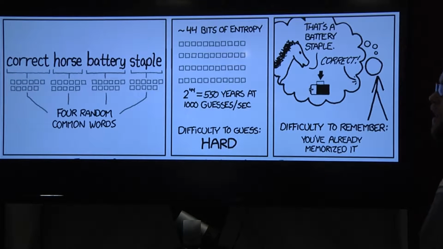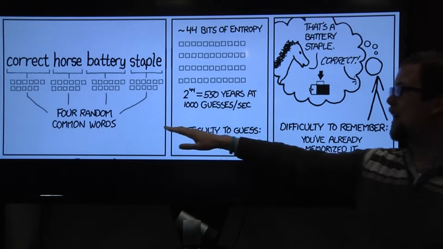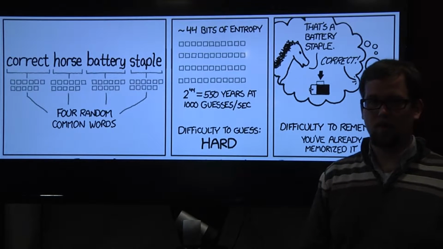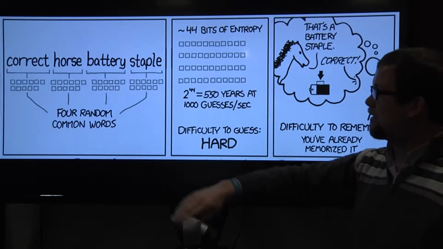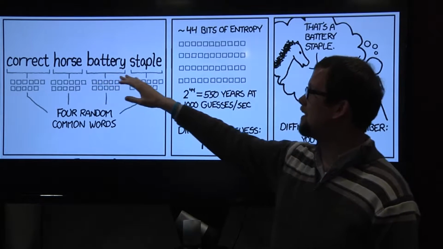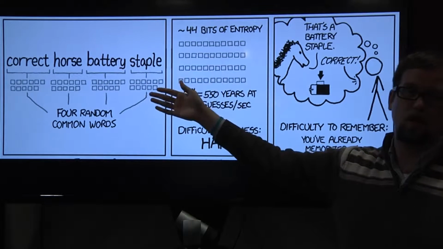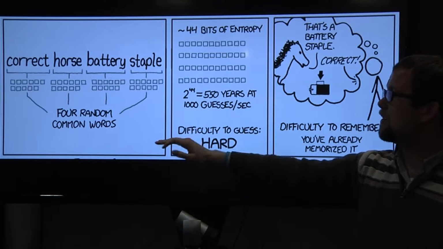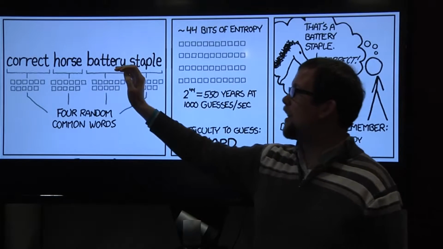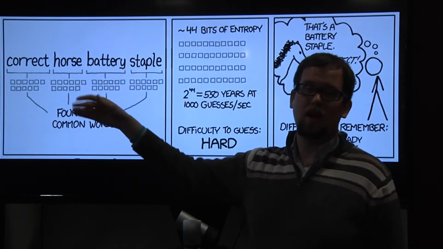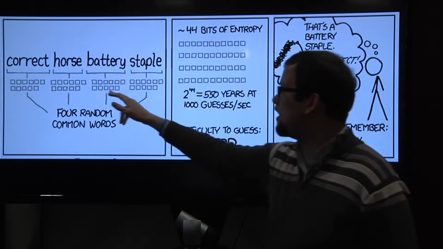So what's the solution? The solution is to come up with 4 random but common words. So he's picked correct, horse, battery, staple. Now, these are very, very common words. They're not like troubadour. They're very common words, but even so, they are one of many, many words. So you still get a lot of entropy for each word.